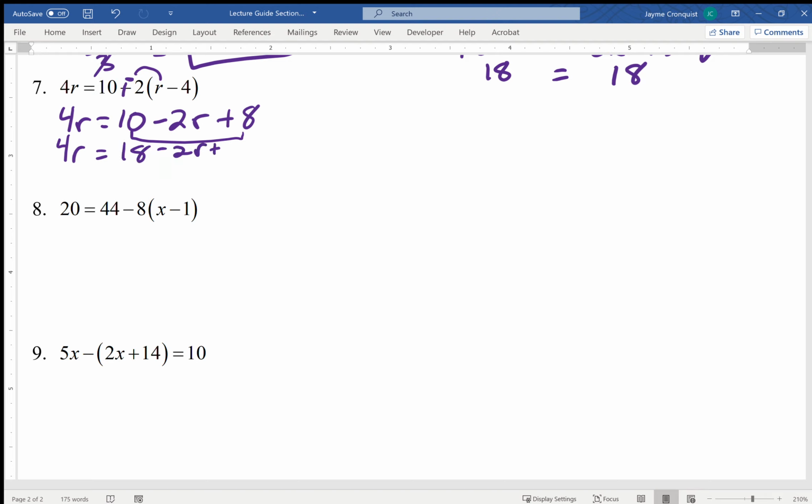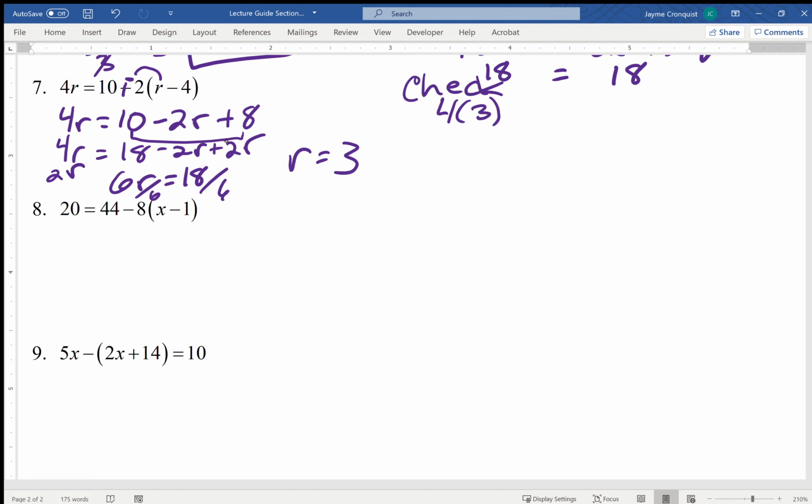So I add the 2r to both sides, and I'm going to get 6r. I have 6r equals 18. Divide both sides by 6. R is 3. So we're going to check it. 4 times 3. Oops, I forgot to write check. 4 times 3 is equal to 10 minus 2 times 3 minus 4.